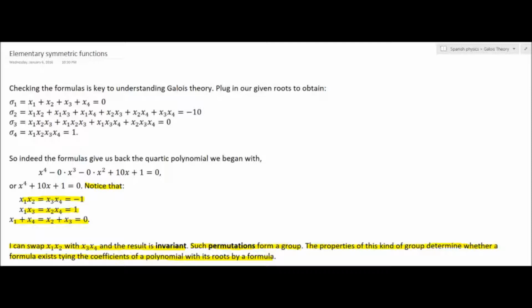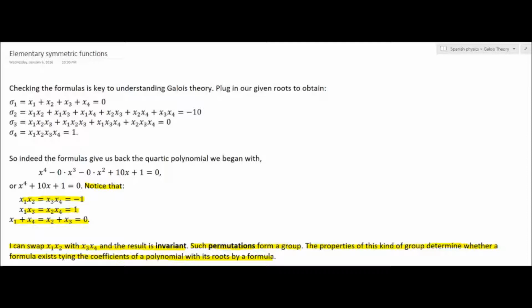Notice again that there appear to be symmetry properties that normal people wouldn't go looking for. That the product x1, x2 equals the product x3, x4. I can swap the symbol 1 with symbol 3, the symbol 2 with symbol 4, and I still get negative 1. And similarly with x1, x3 times each other is equal to x2 times x4 is equal to 1. The sum x1 plus x4 is equal to the sum x2 plus x3 is equal to 0. There is a notation and a way to generalize these observations, which I proceed to do.